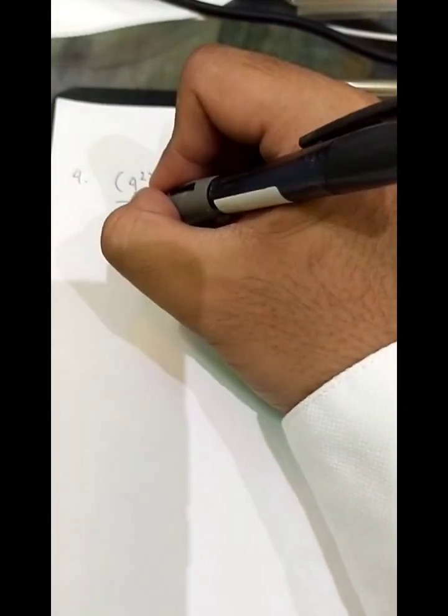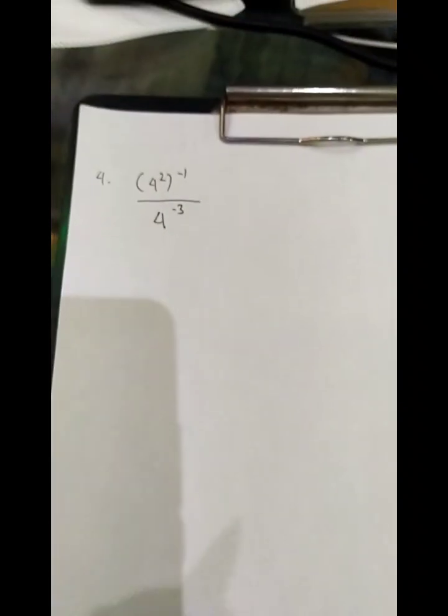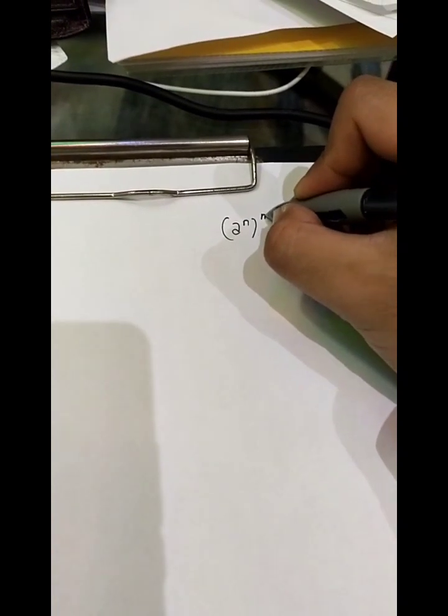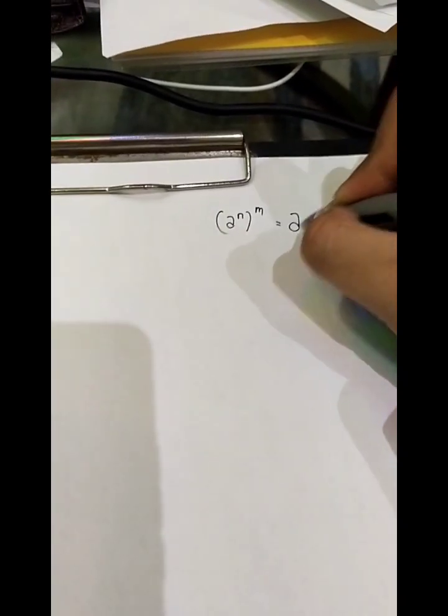And then for the last but not least, we got number 4: (4 raised to the power 2) raised to the power negative 1 divided by 4 raised to the power negative 3. So always remember the basic formula of indices. In here we got (a raised to the power of n) raised to the power of m equals a power n times m. Yeah, like we did before.